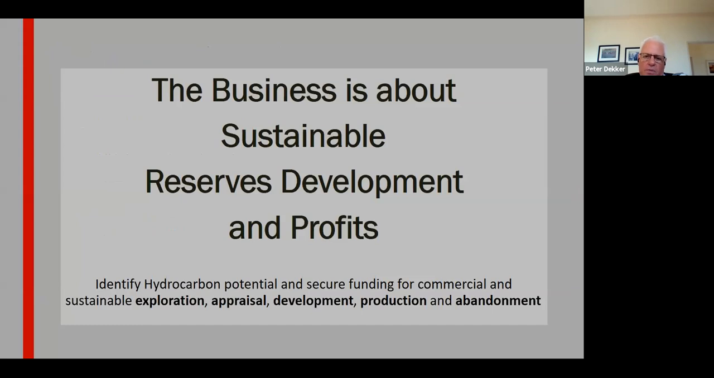So what are we talking about? The business is about sustainable reserve development and profits, of course. We won't do it without profit. Identify hydrocarbon potential and secure funding for commercial, sustainable exploration, appraisal, development, production, and don't forget the abandonment, the restoration back to original state.